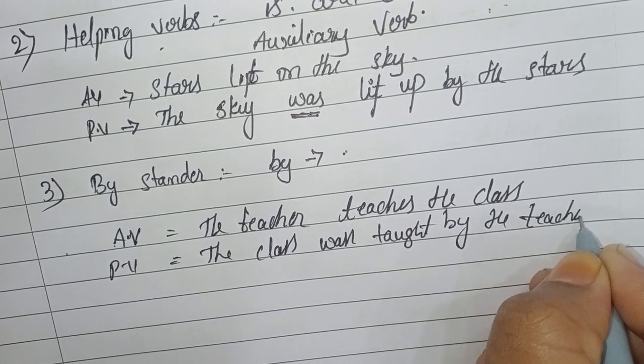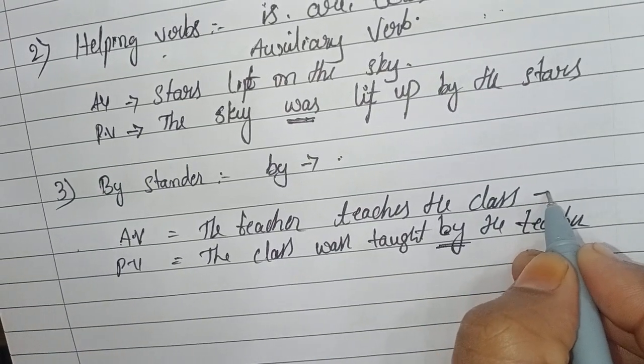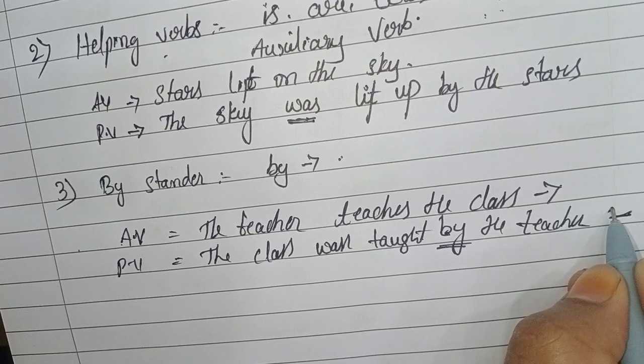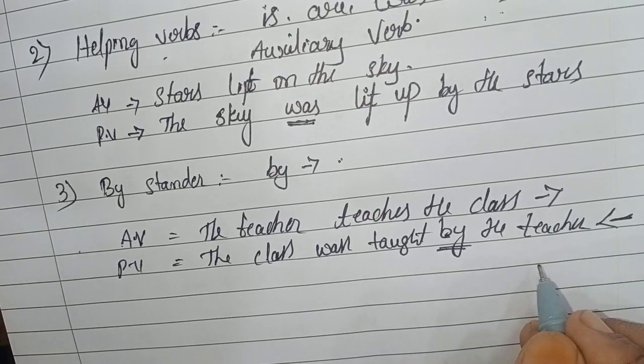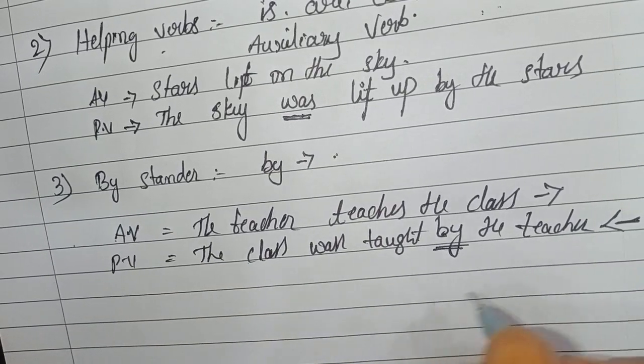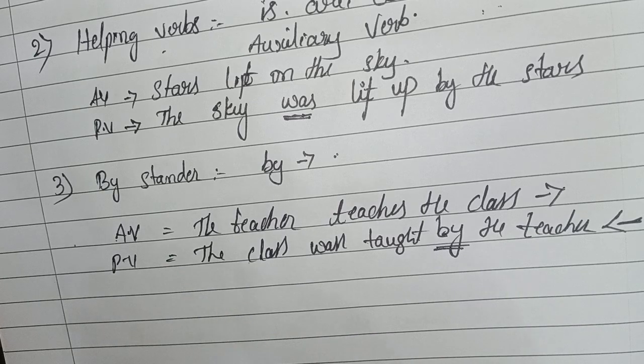In every passive voice sentence we use the word "by", because in the active voice the subject does the action directly. In the passive voice it is a reverse action. The passive voice stands by the side and observes the situation, and then he tells the sentence.